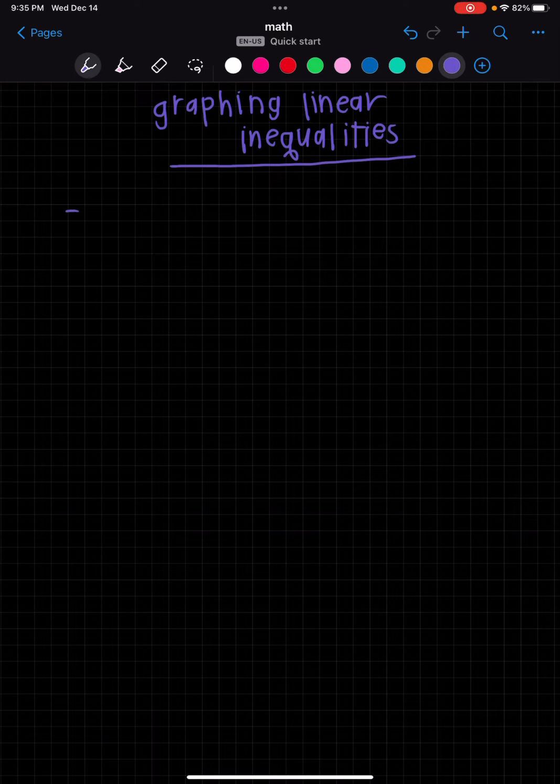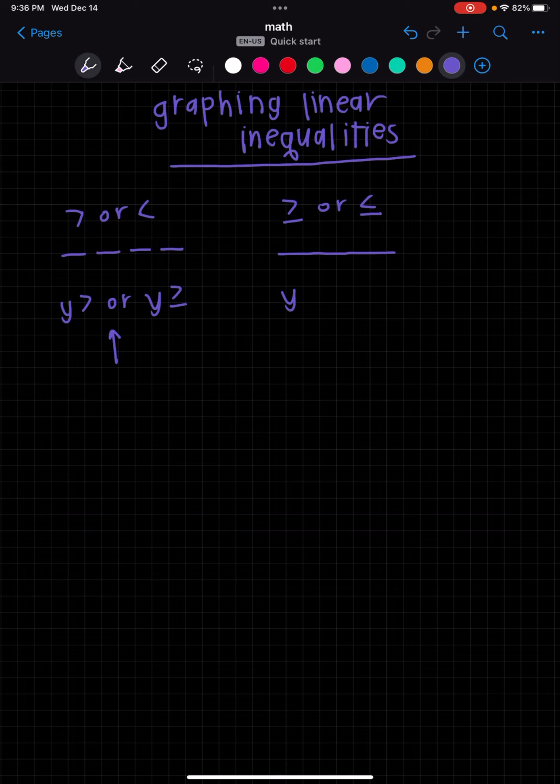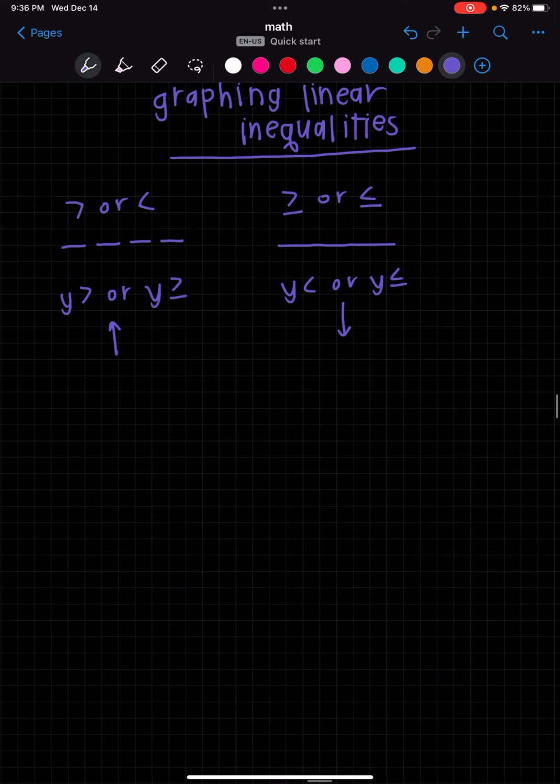If we have just a greater than or a less than sign in my inequality, then the line I'm using is a dotted line. If it's a greater than or equal to or a less than or equal to sign, then it's a solid line that I'm going to graph with. Then to shade it, and we'll talk about why we shade it: if it's y is greater than or y is greater than or equal to, then we shade above the line on the graph. If it's y is less than or y is less than or equal to, we shade below the graph. So let's go over the first example, and then I'll talk about the shading situation.